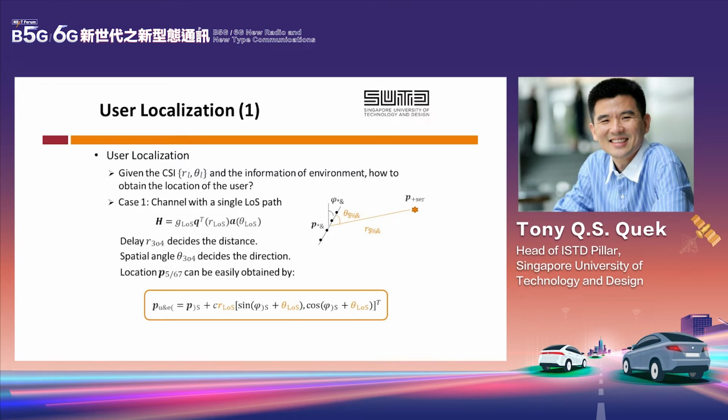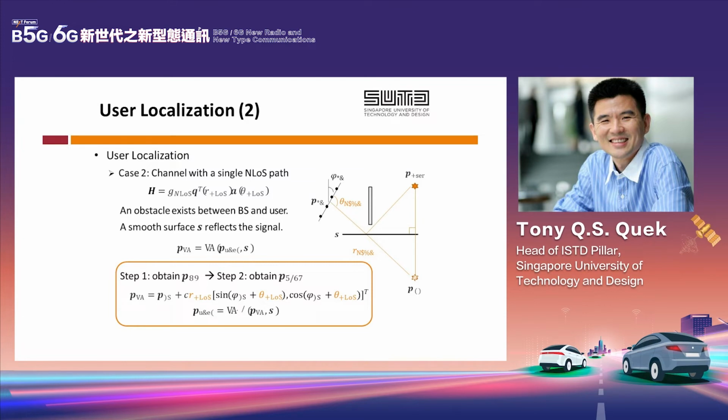Since I know my delay, since I know my angle, then you know that the delay tau L decides the distance, the spatial angle, theta line of sight decides the direction. So my location of the P user can be easily obtained, right? I can find the location of user based on my location of PBS. I know my delay, I know my speed, I know my angle coming in. Then with that, I actually can pinpoint where's my location of user, right? For line of sight, actually very simple.